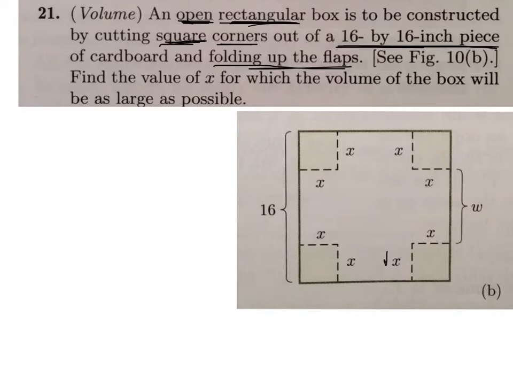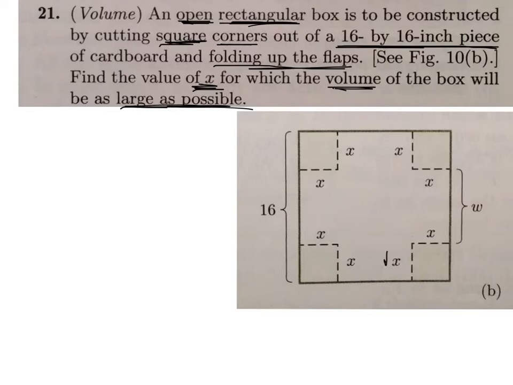So what I'm seeing is I have a two-dimensional object, and by cutting it and folding up the flaps, I'm going to make it a three-dimensional object. Okay, two-dimensional objects have area, three-dimensional objects have volume. And so they want us to find the value of x for which the volume of the box is as large as possible. All right, so we need to think about this project.